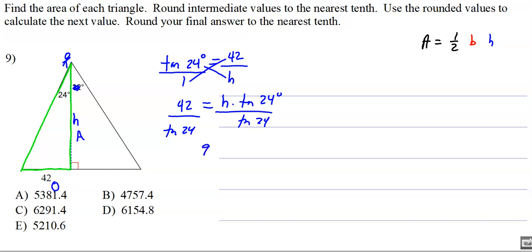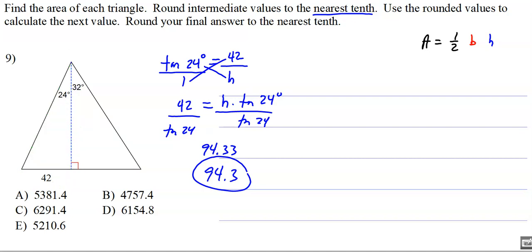is 94.33. They told me to round intermediate values to the nearest tenth. So from here forward, we're going to use 94.3 for h. So I'm going to now get rid of everything I had on here. And I now know that this is 94.3. So over in my ultimate formula for area, I know what the height is. It's 94.3. Now we've got to get after that base.